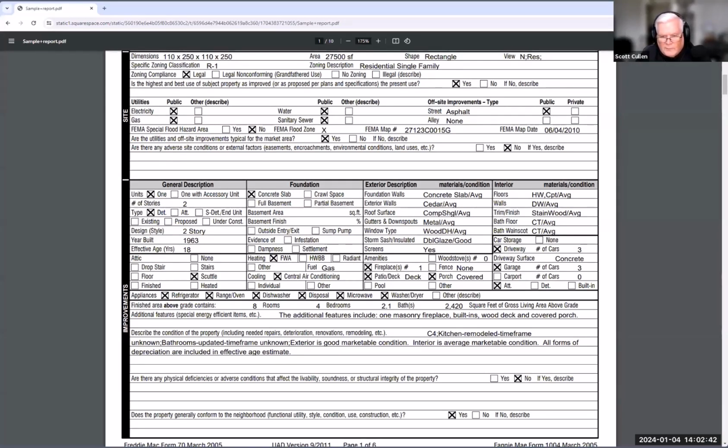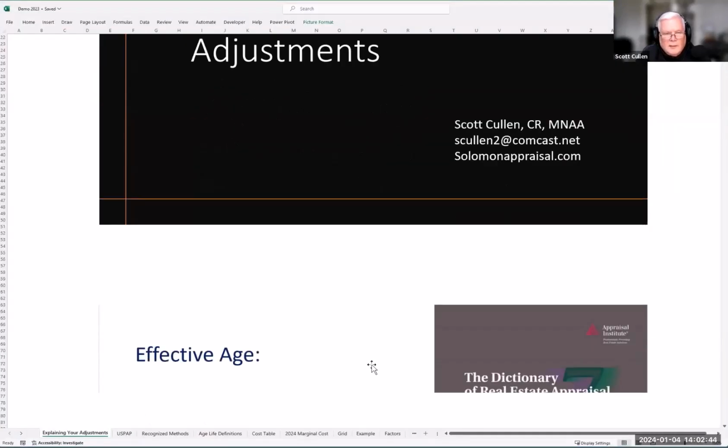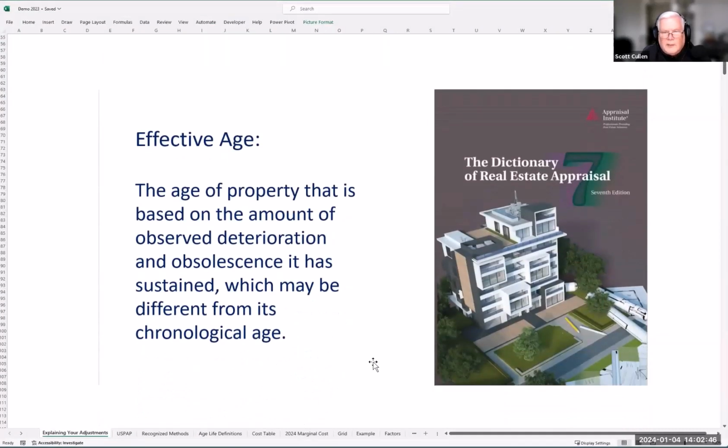And just to show you what effective age means, here's the definition from the Dictionary of Real Estate Appraisal: the age of a property that is based on the amount of observed deterioration. So that would be the physical part of the effective age, and obsolescence, which could be functional and external, that it has sustained, which may be different from its chronological age. I would say it always is different than its chronological age.